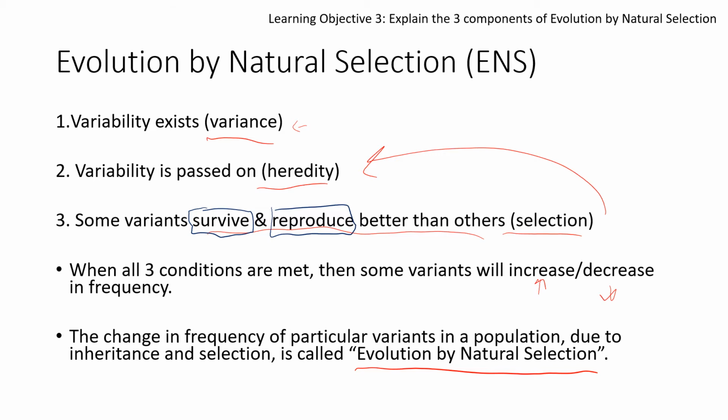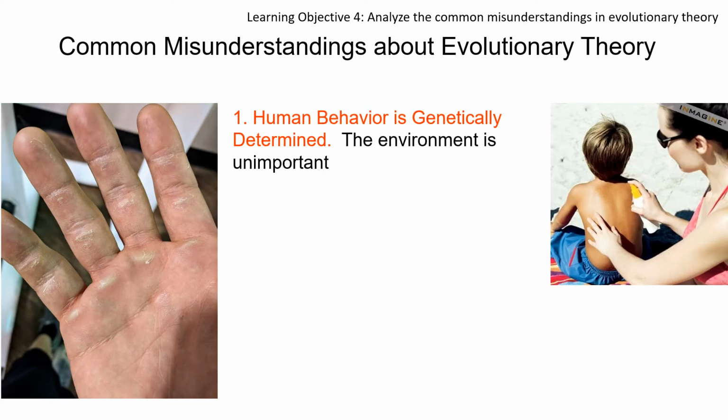So okay, now let's transition into some of the common misunderstandings about evolutionary theory. I'm not going to harp on this too much. I just want to talk about them briefly. One of the big things that's typically said is that when we talk about evolution, we're talking biological side, and then if we're talking that, then we say that the environment's unimportant, that behavior is genetically determined.